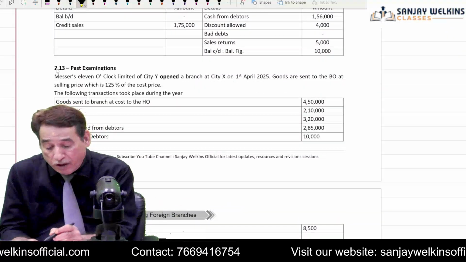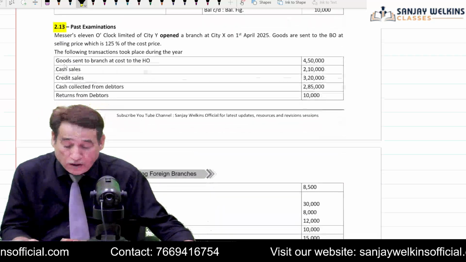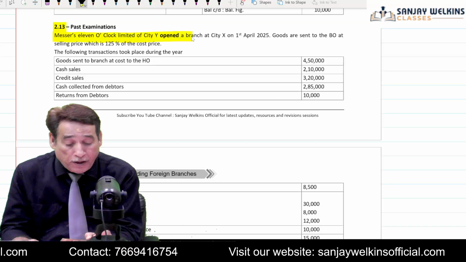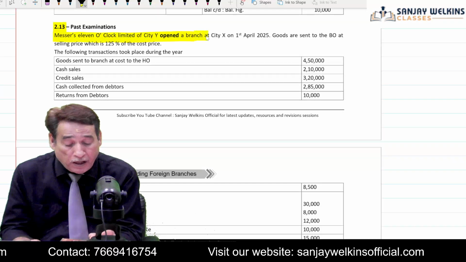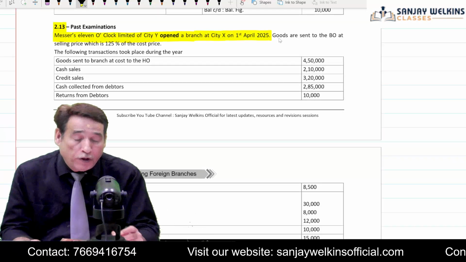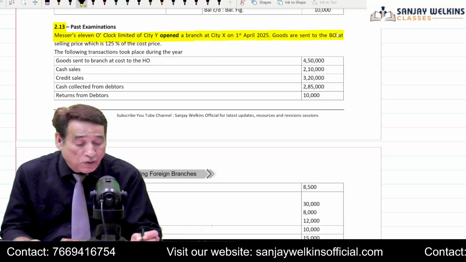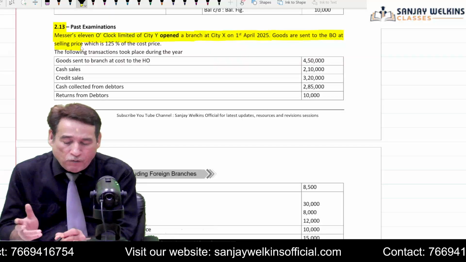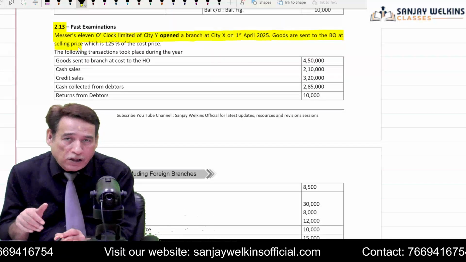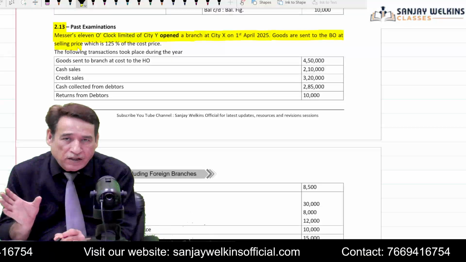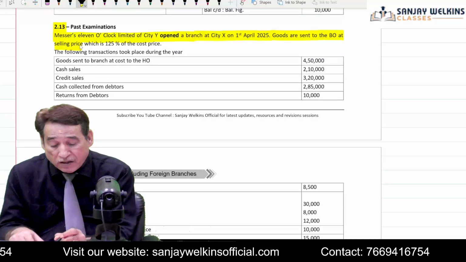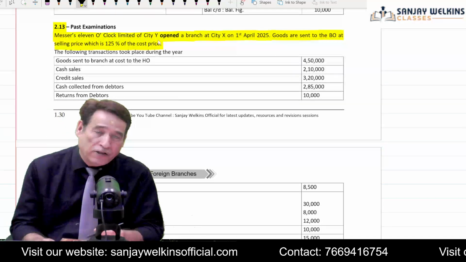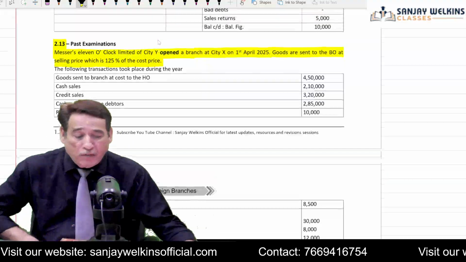Now we move over to the next question, 2.13, and let's see what is given in this particular question. Messrs 11 O'Clock Limited of City opened a branch. Once again, the branch is being opened at City X on 1st of April. Here it is written goods are sent to the branch office at a selling price. At a selling price means at invoice price. I have told you that invoice price and selling price, unless otherwise stated, will always remain the same. So at a selling price or invoice price, which is 125% of the cost price.